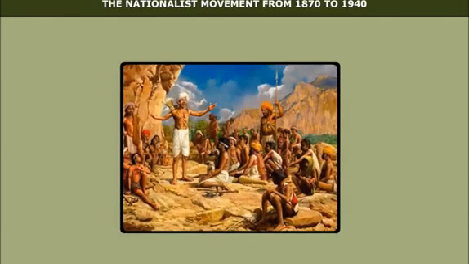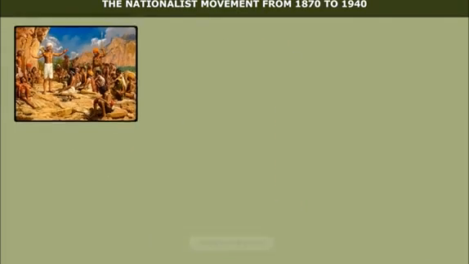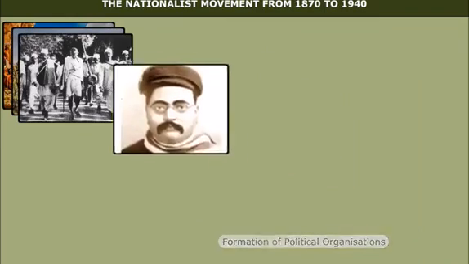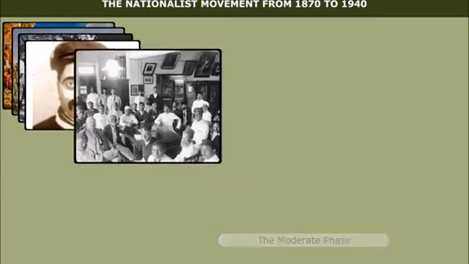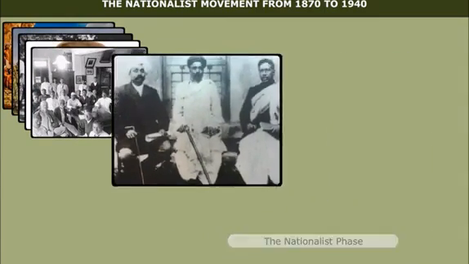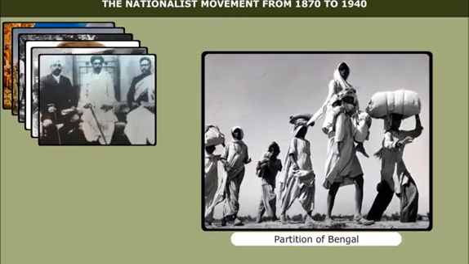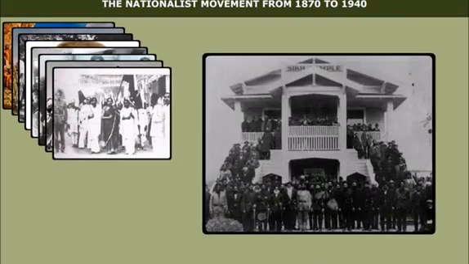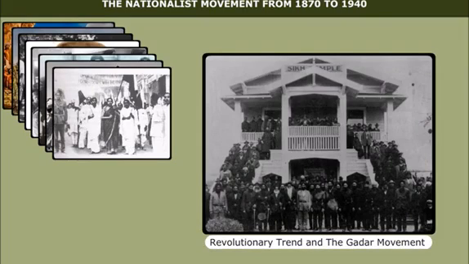The Nationalist Movement from 1870 to 1940. Peasant revolt, tribal revolt, cause for the national movement, formation of political organizations, the moderate phase, the nationalist phase, Partition of Bengal, Swadeshi and boycott movement, revolutionary trend and the Gadar movement, Communalism, formation of Muslim League, Home Rule League.